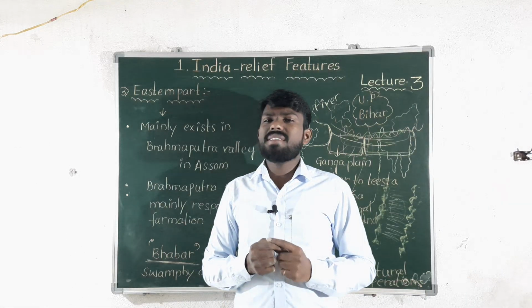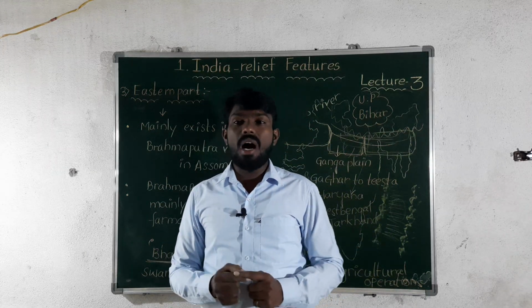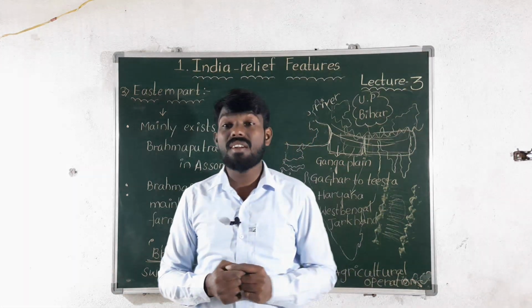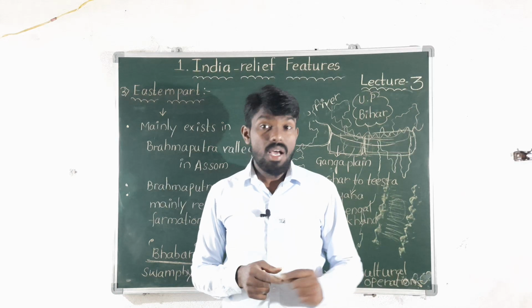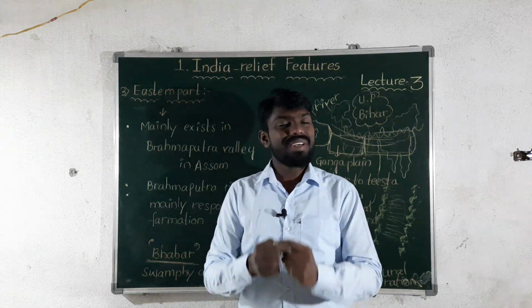Owing to the migration at the time of partition of India, most of the Terai zone was cleared and used for agricultural operations. Fine alluvial plain region is found towards the south of the Terai region.